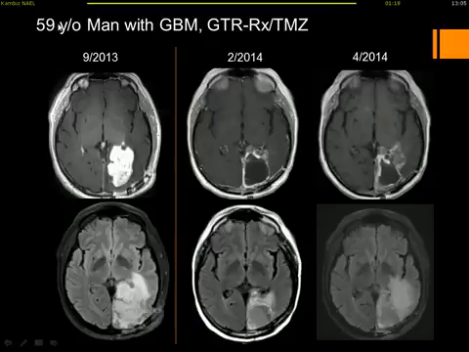So this was a 59-year-old man with GBM, again treated with gross total resection and radiation temozolomide. This was his initial scan. In February 2014, about 5 to 6 months after his resection, he started developing this enhancing nodule along the anterior margin of the resection cavity. 2 months later, you can see that there is more enhancement, irregular, heterogeneous, and significantly more FLAIR abnormality. Again, the clinical question was radiation necrosis versus tumor recurrence.